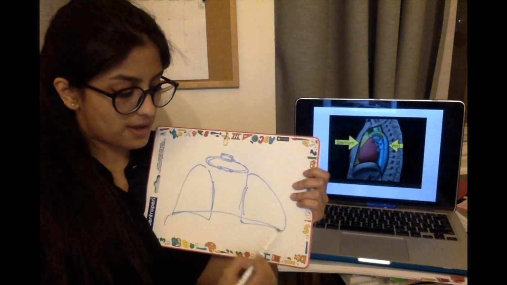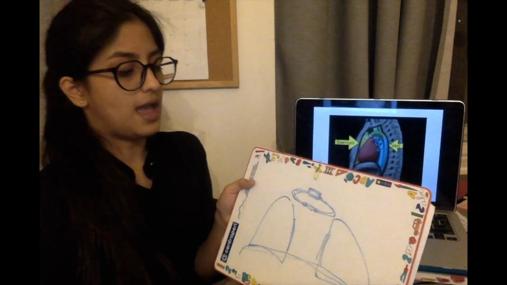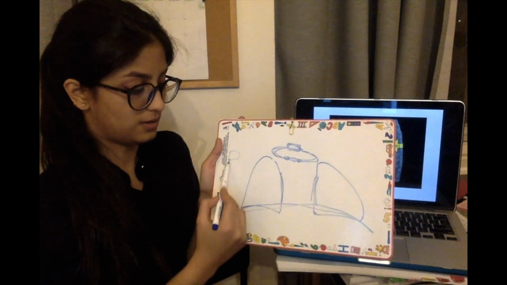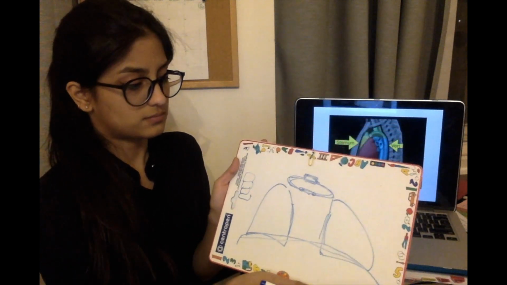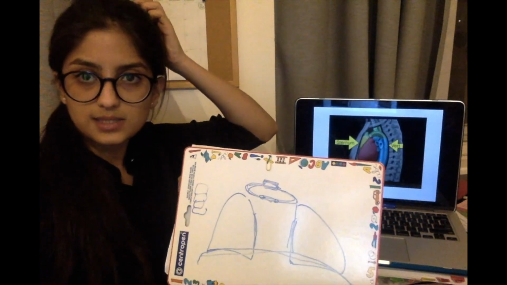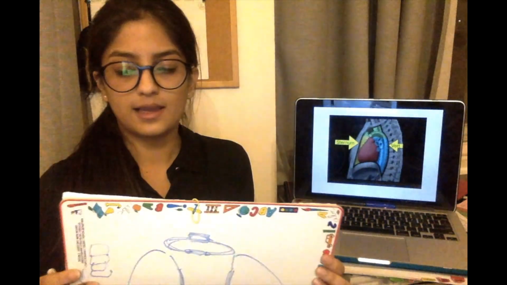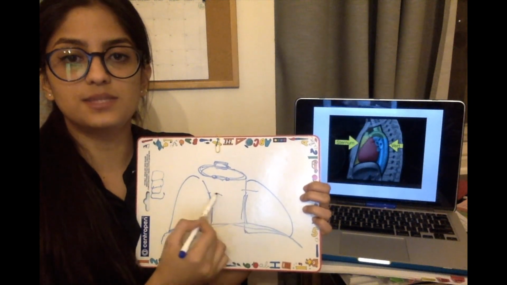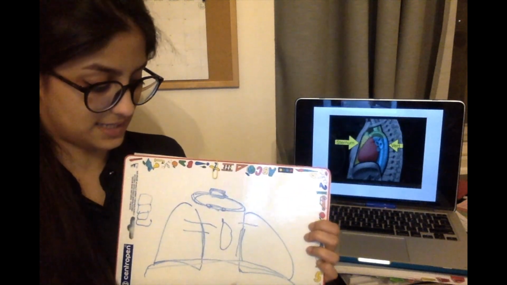Inferiorly, it is bound by the diaphragm, and posteriorly, behind this, it is bound by the thoracic vertebrae. And that's about it, that's its boundaries. And sorry, anteriorly, we don't say anteriorly. Anteriorly, there are the ribs and the sternum.